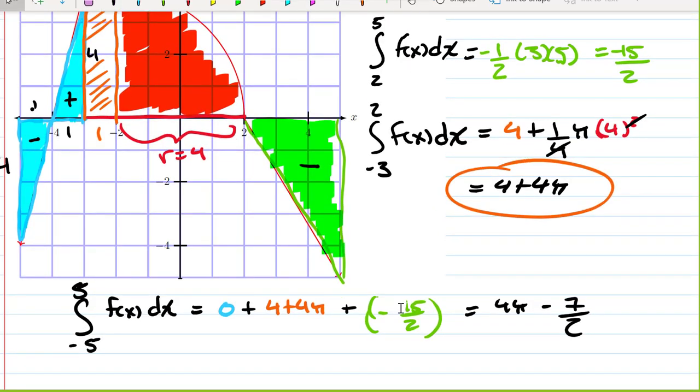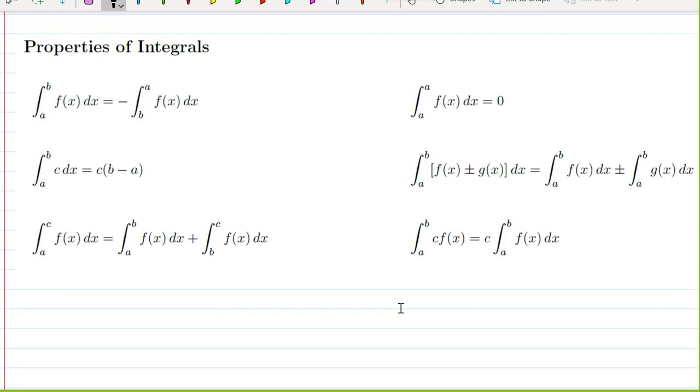So we have the property of integrals that says if we're trying to find the area underneath the curve, we can break it up into as many smaller figures as we need to in order to calculate that area.